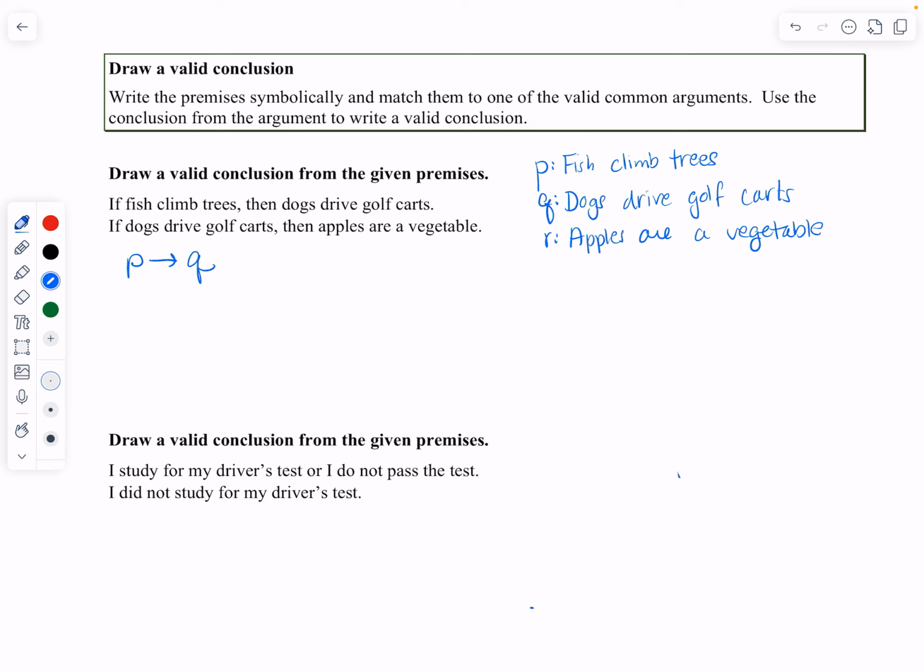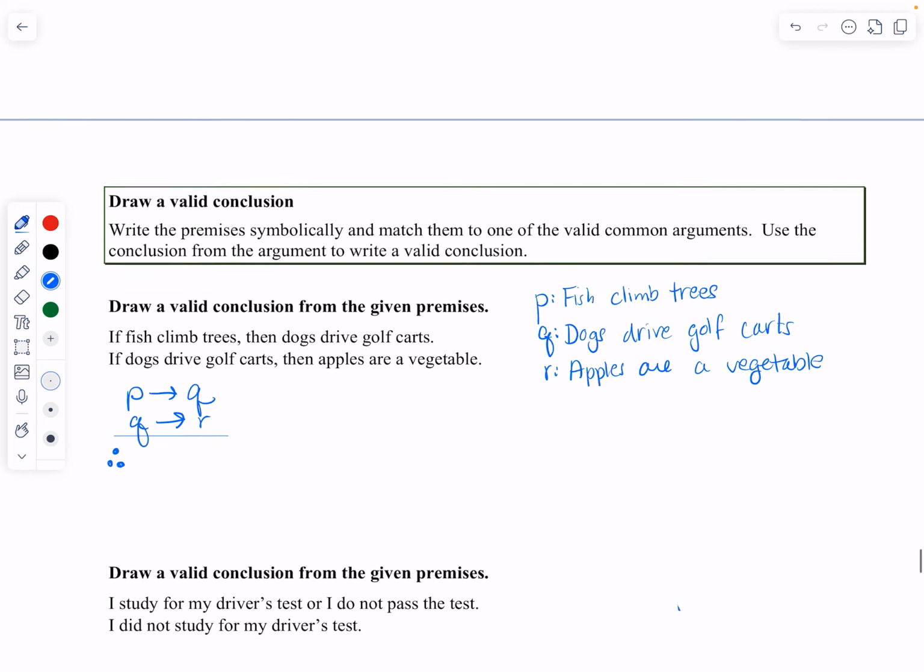Second sentence, which is the second premises. If dogs drive golf carts, that's Q. Then apples are a vegetable. So that is R. Now we need to find the conclusion. So we're going to look up at those valid arguments and figure out what matches up. So I need if P, then Q, if Q, then R.